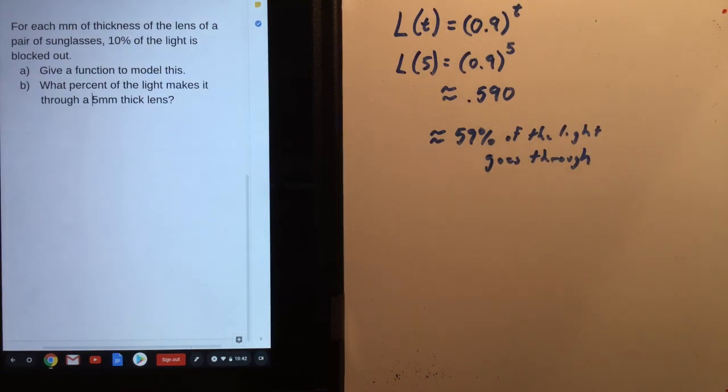So that's your exponential functions and applications. Now, go enjoy some homework.